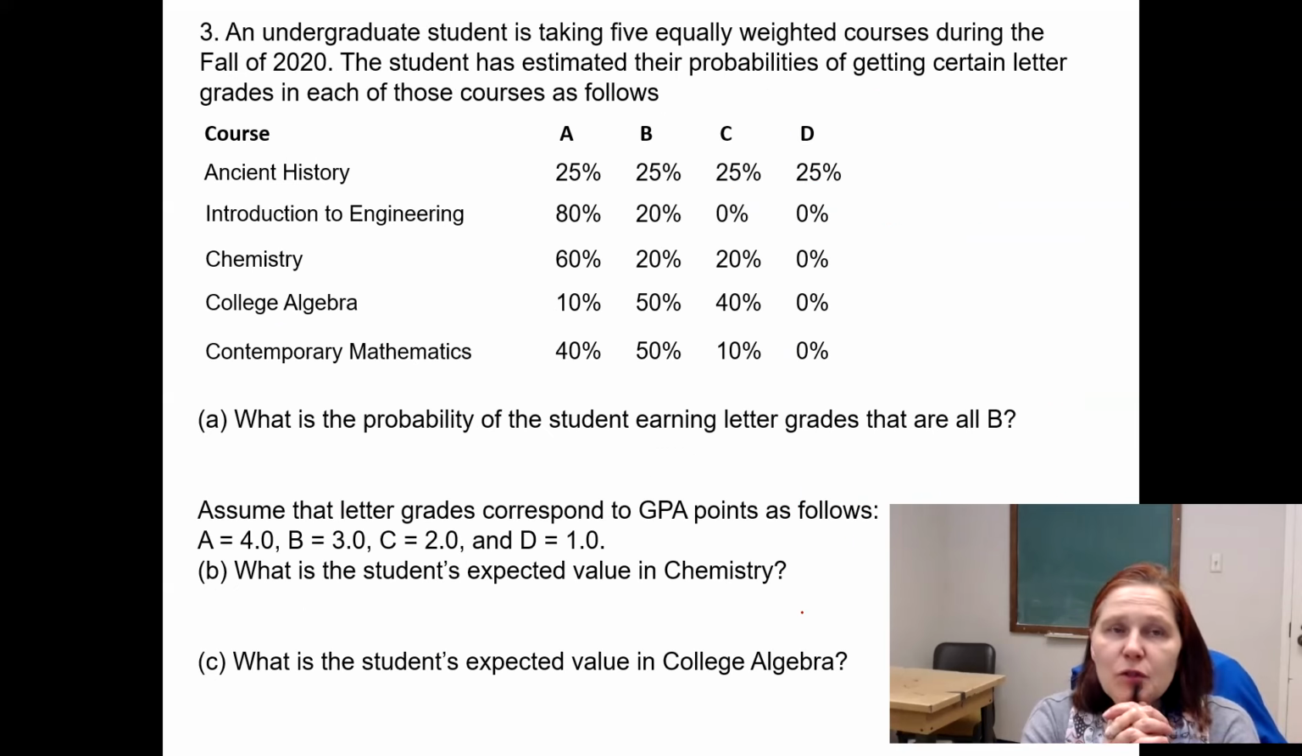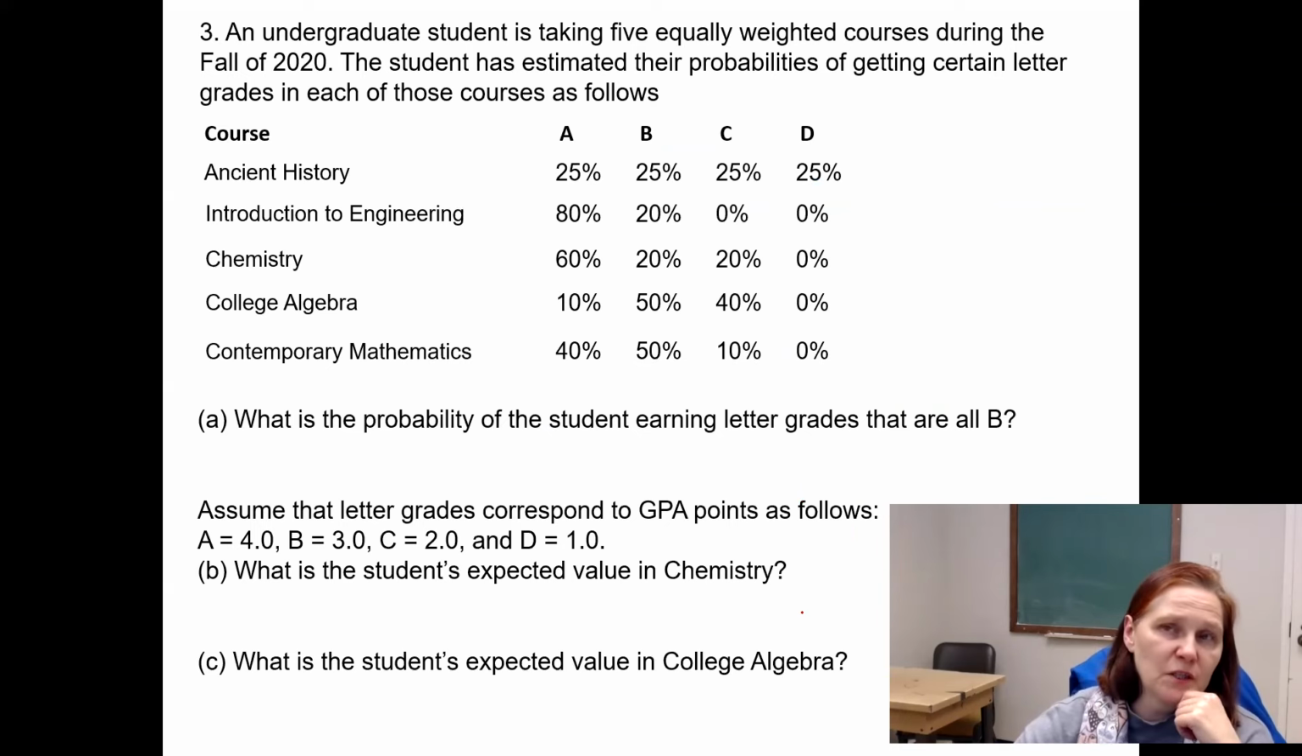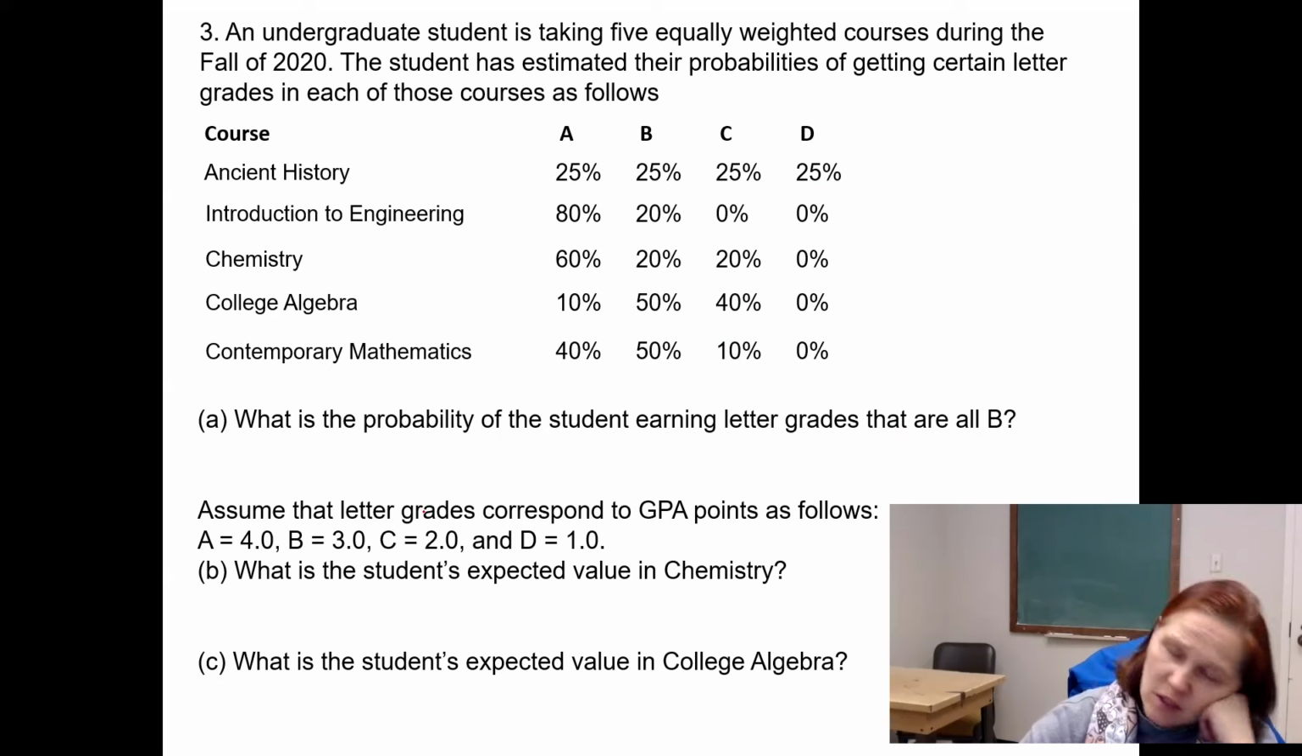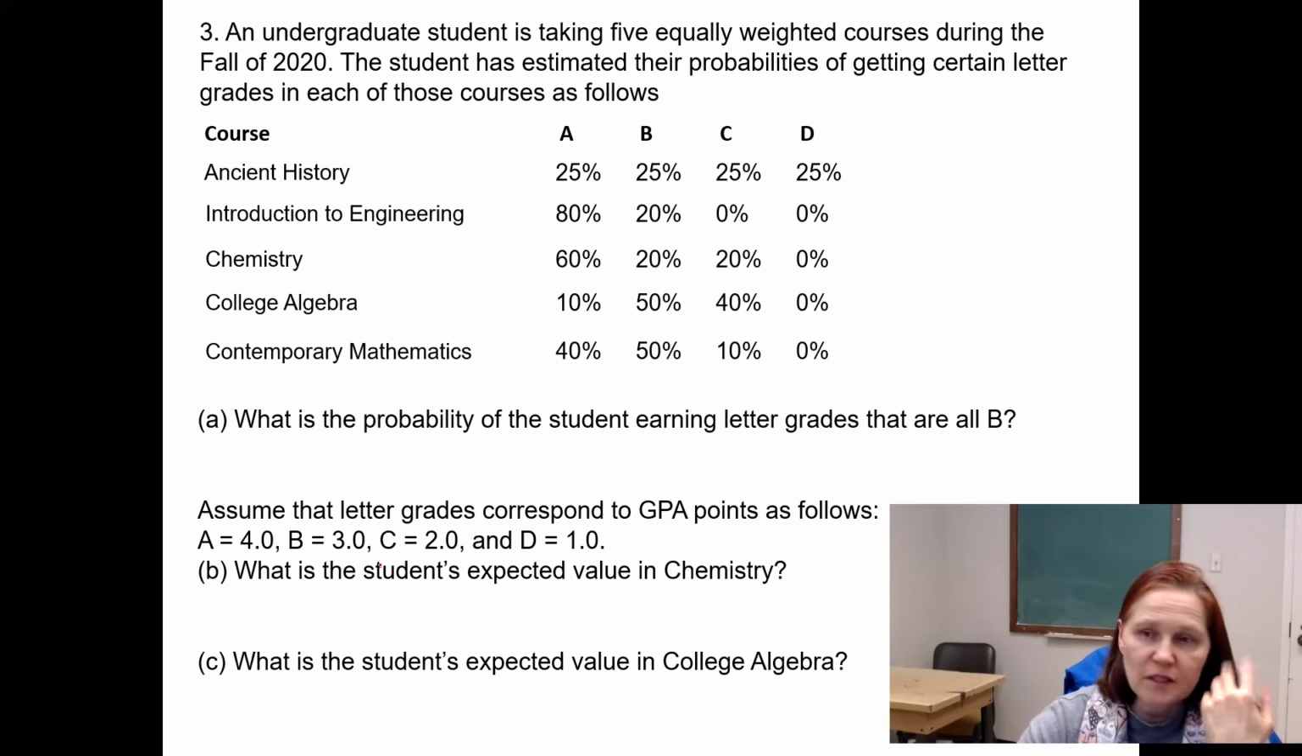The undergraduate student is taking 5 equally weighted courses during the fall. The student has estimated their probabilities of getting certain letter grades in each of those courses. What is the probability of the student earning letter grades that are all B's? So this is the probability of the intersection. So we can think in stages.